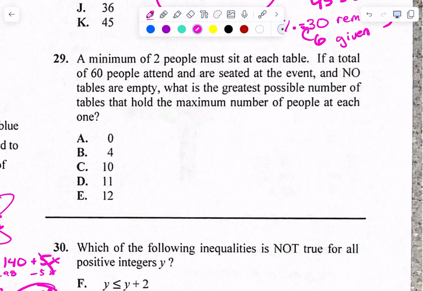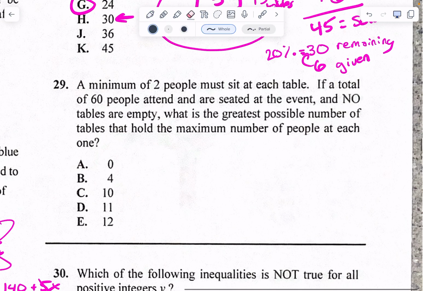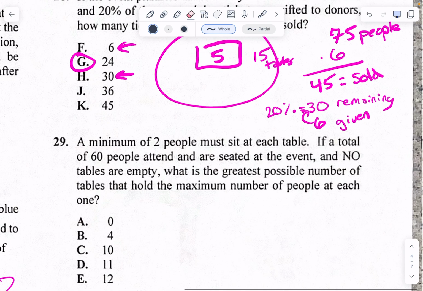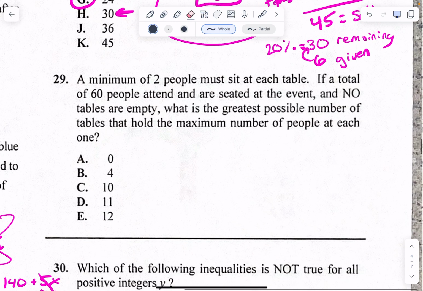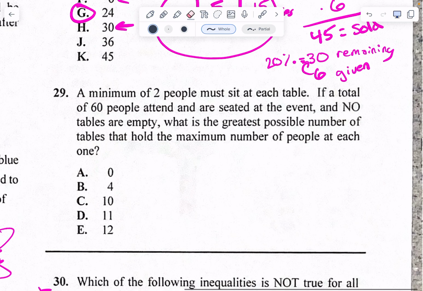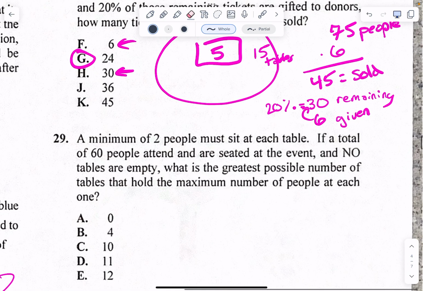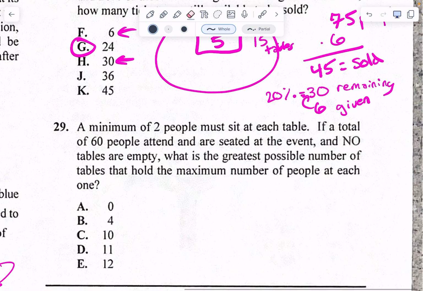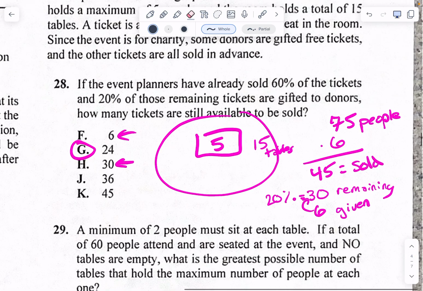All right, a minimum of 2 people must sit at each table. If a total of 60 people attend and are seated at the event and no tables are empty, what is the greatest possible number of tables that hold the maximum number of people at each one? A minimum of 2 people must sit at each table. If a total of 60 people attended or seated, and no tables are empty, what is the greatest possible number of tables that hold a maximum number of people?